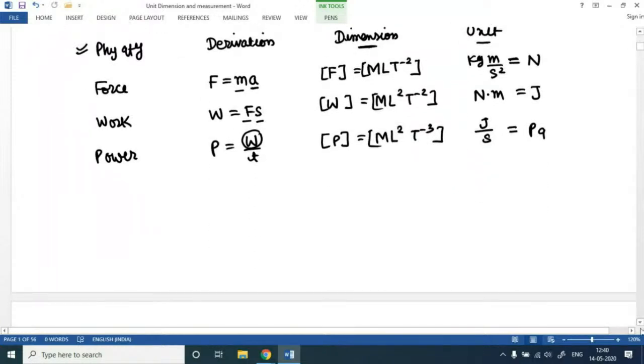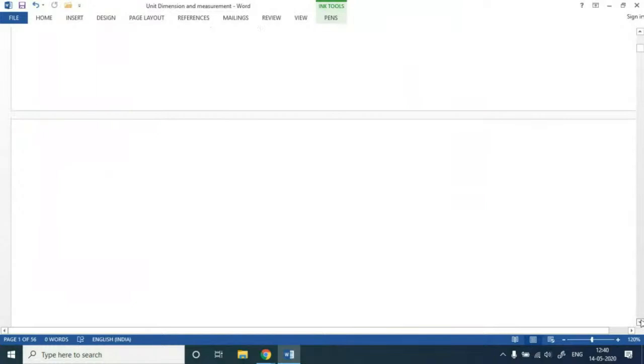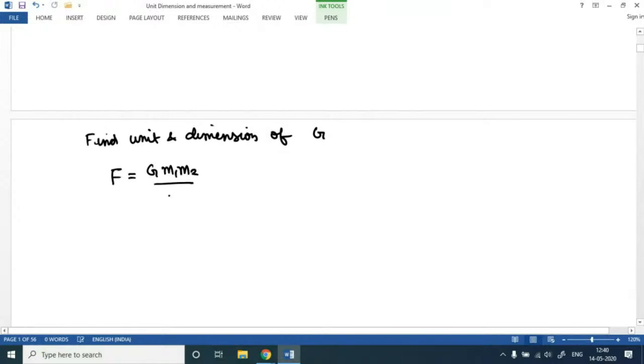Let's take one other simple example. Let's say, for example, we are required to find the unit and dimension of the universal gravitational constant G. So we must find a relationship which includes this G. F is equal to G m1 m2 by r square, we know. So it is obvious that the dimension of G would be same as the dimension of F r square upon m1 m2, right?